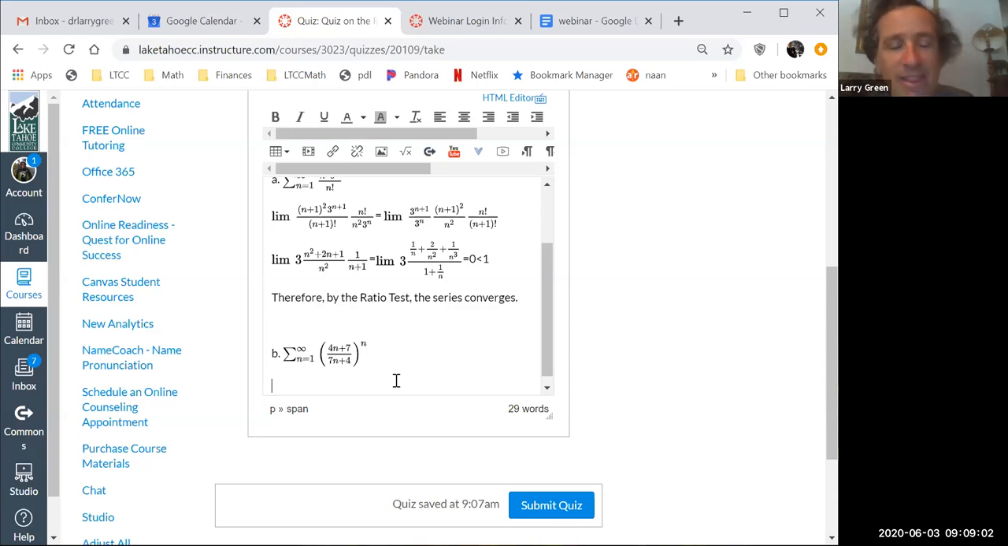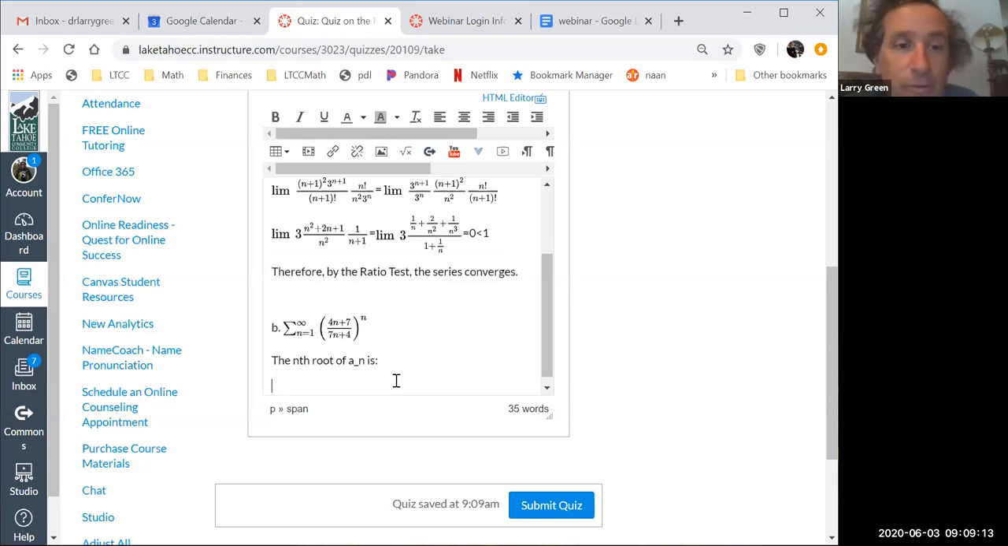So if we take an nth root, I'm just going to write it in words. The nth root of an is 4n plus 7 over 7n plus 4.